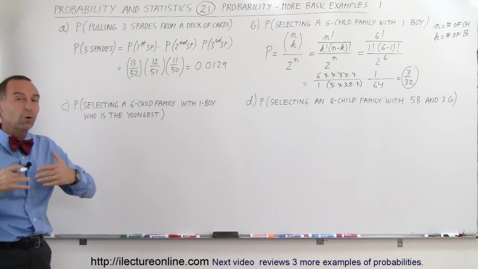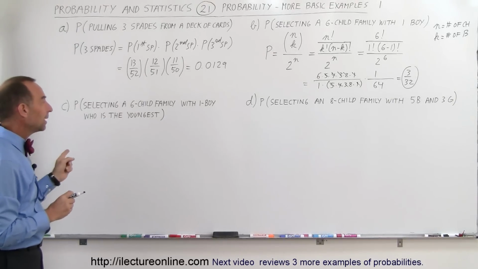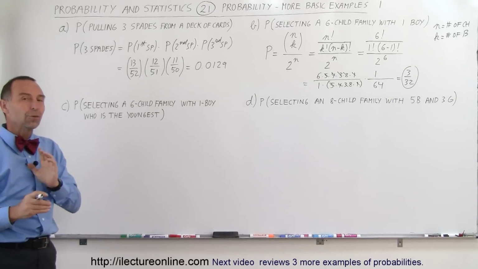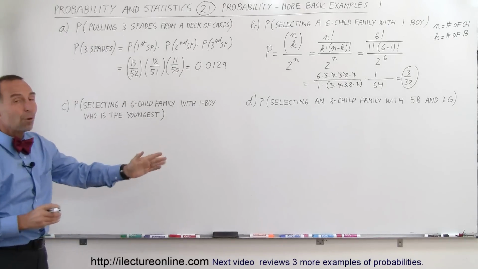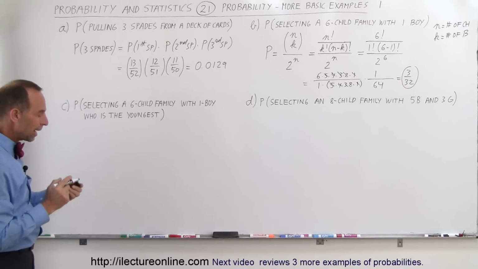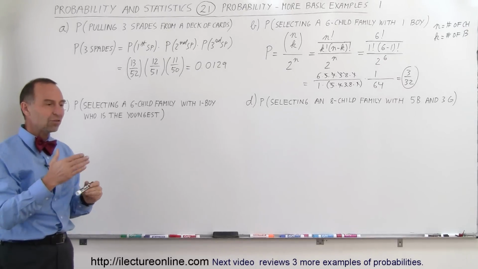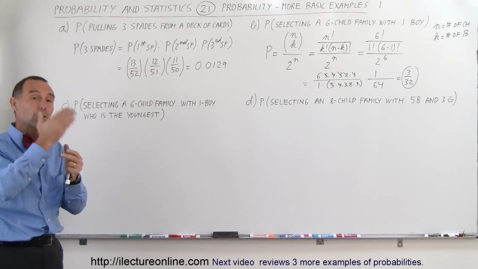Here, again, we're gathering a bunch of six-child families, and we're looking for the probability that out of those families, there'll be one that has five girls and one boy, but the boy must be the youngest of the six children. All right, so now we have a situation where when every child is born, it has to be a particular sex, either boy or girl.